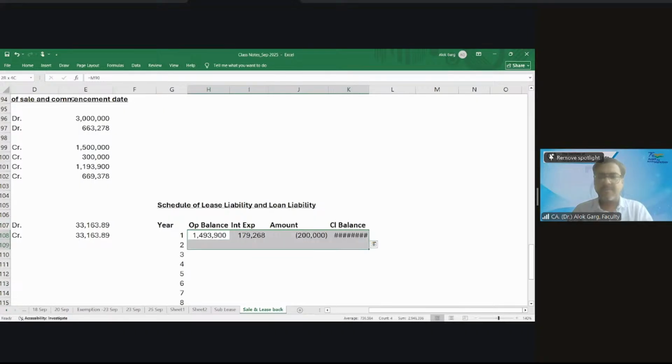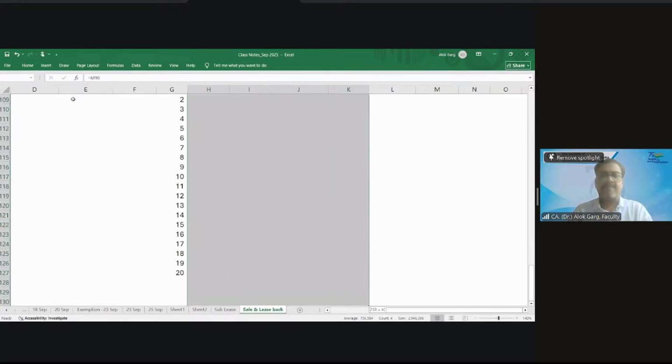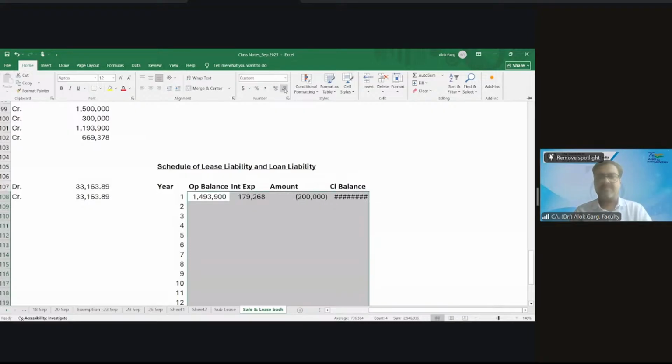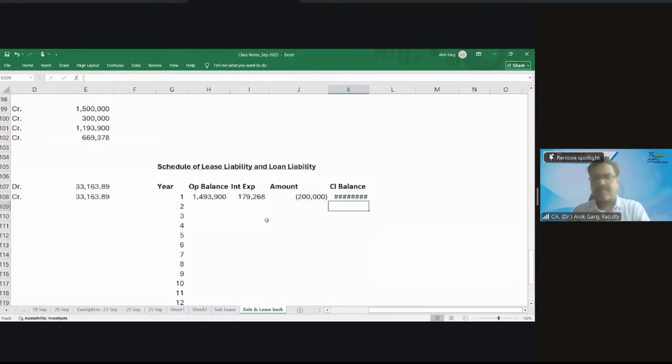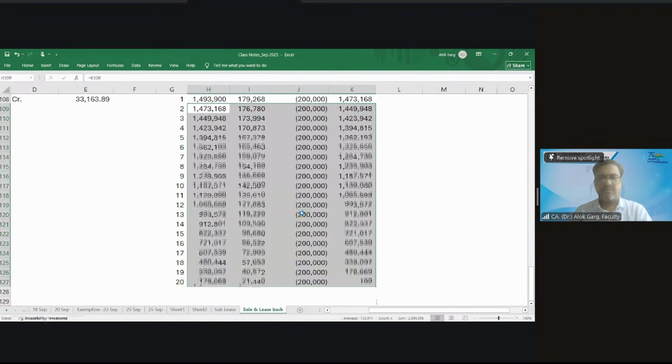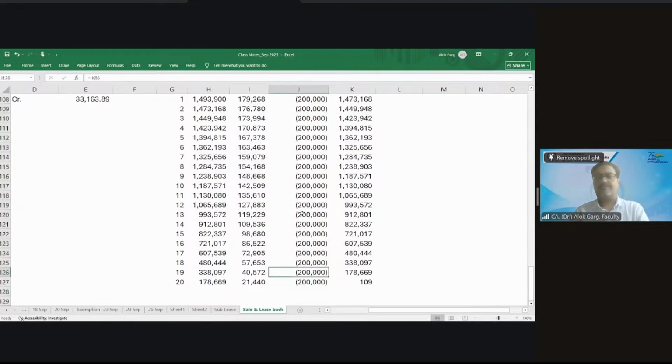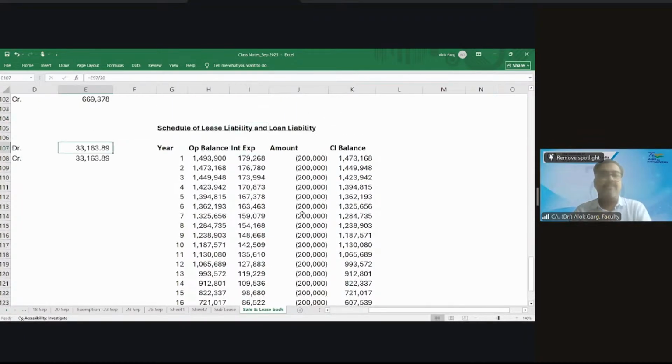Yes, if somebody asks what is the loan liability interest cost and what is the lease liability interest cost, in that case it will be useful. Yes, you can do that also. I agree with you. Okay. Yes, this will become your opening balance. So this is your loan liability and lease liability schedule.